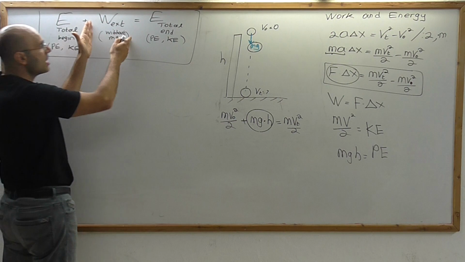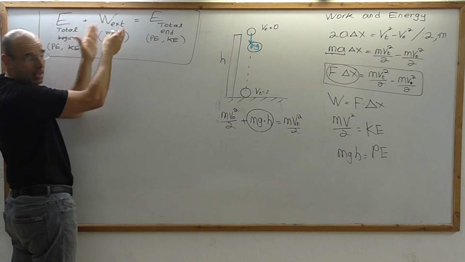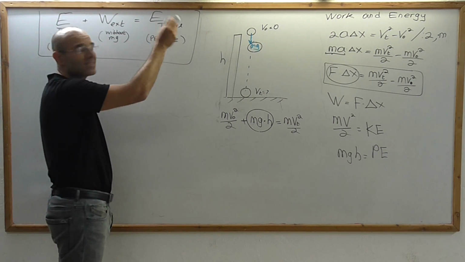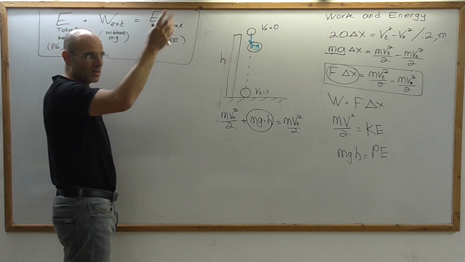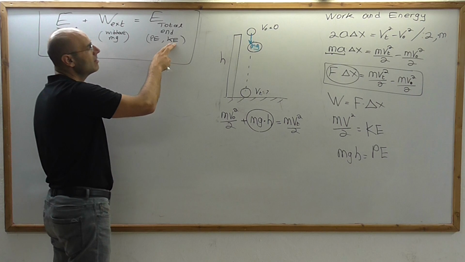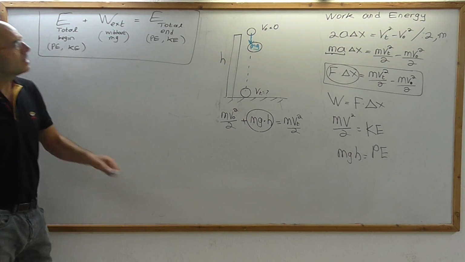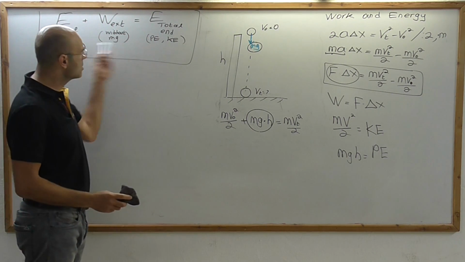the initial energy plus the energy that the forces gave or took from this mass must be equal to the final energy that this mass has, which will also be potential energy, referring to its height, and kinetic energy, referring to its velocity. Now we're going to do many examples to show you how to deal with this equation.